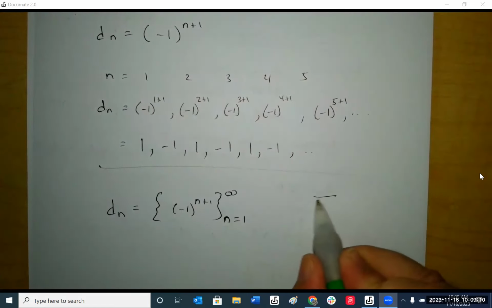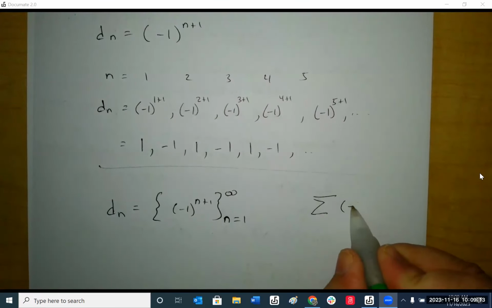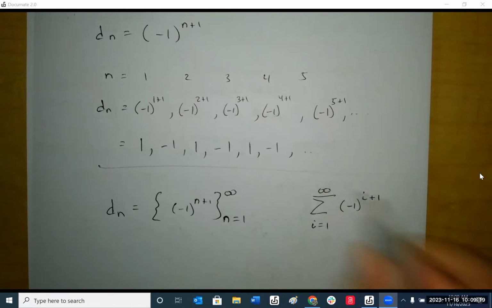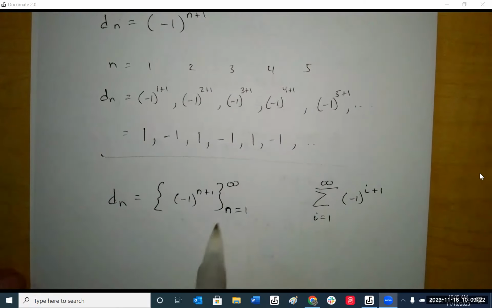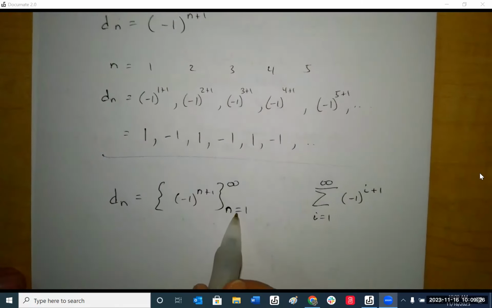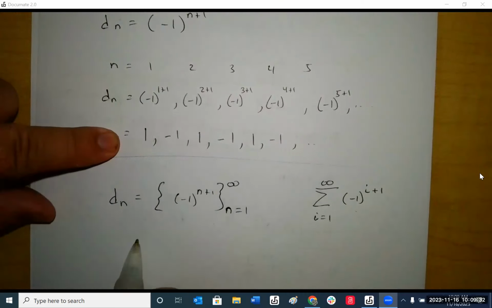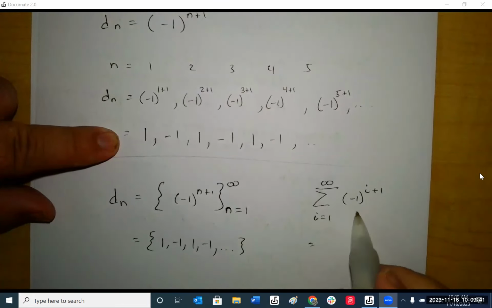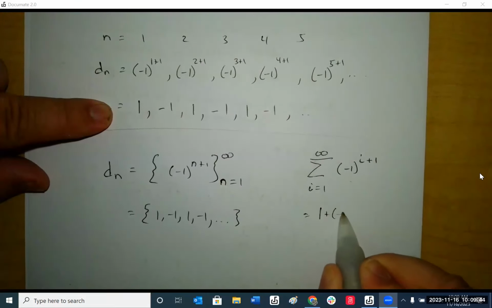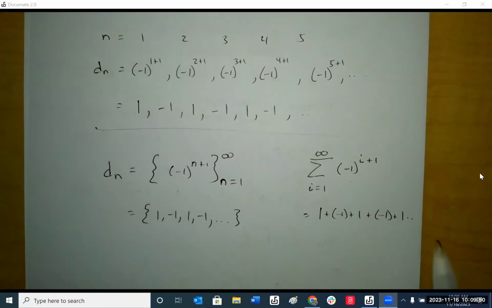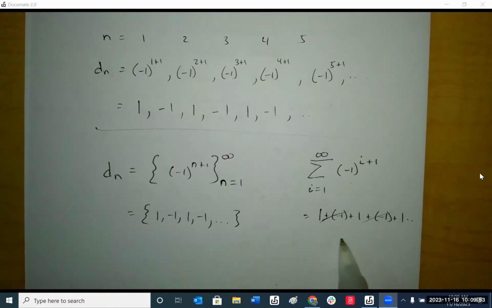If you notice, this is very similar to the summation symbol. The only difference is this is just listing the sequence of numbers. This is adding the sequence of numbers. So if we look at this last formula, the sequence is 1, -1, 1, -1, and so on. The summation would be 1 plus -1 plus 1 plus -1. These always cancel, so it equals 0.